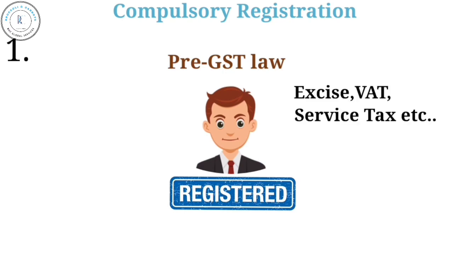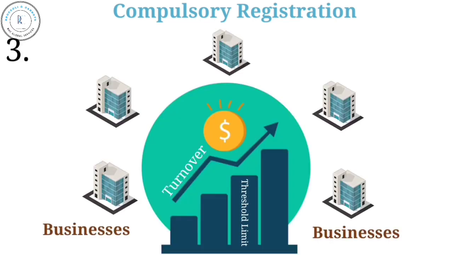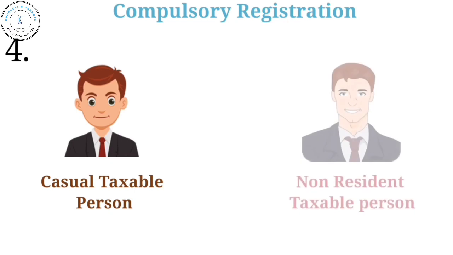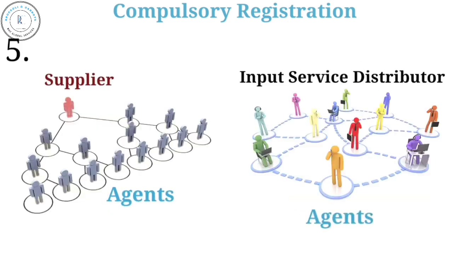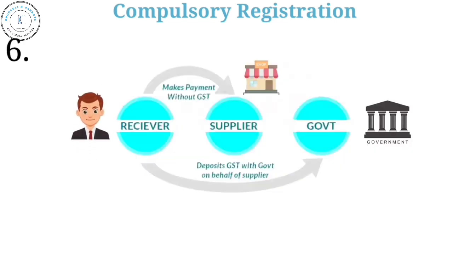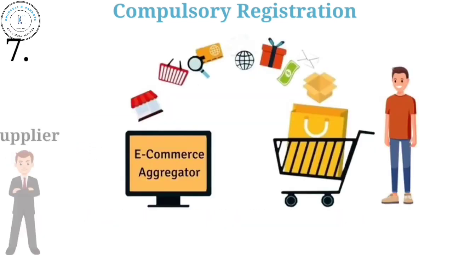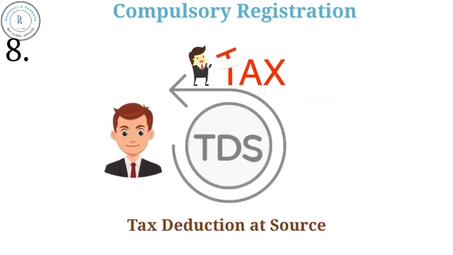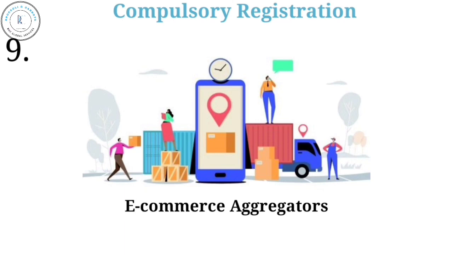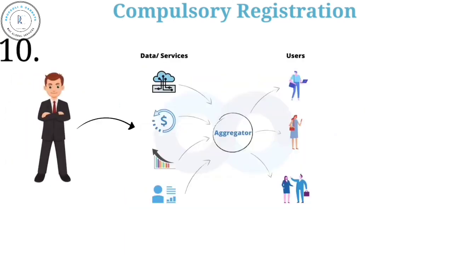VAT, service tax etc., interstate suppliers, businesses with turnover above the threshold limit, casual taxable person and non-resident taxable person, agents of a supplier and input service distributor, those paying tax under the reverse charge mechanism, person who supplies via e-commerce aggregator, person liable to deduct TDS, every e-commerce aggregator, person supplying online information and database access or retrieval services from a place outside India to a person in India, other than a registered taxable person.